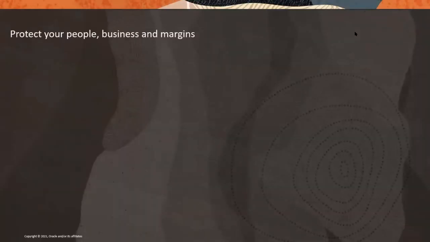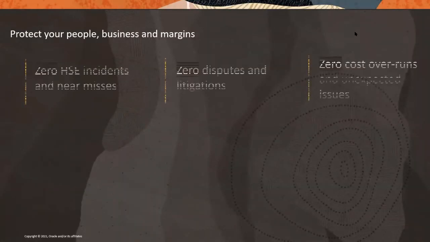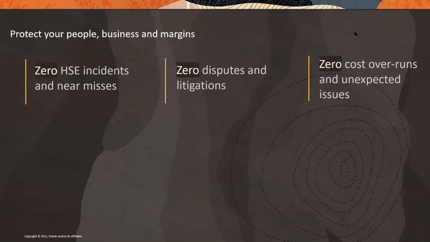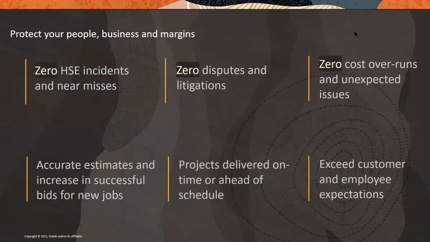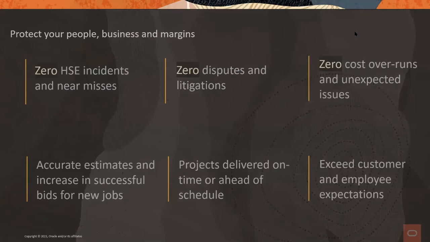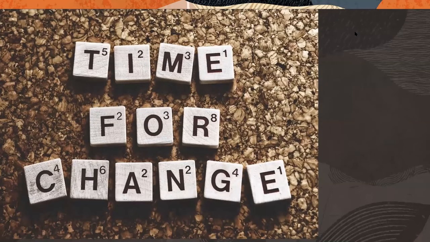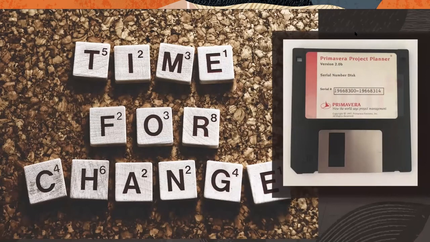But really, this is about three things, right? It's about trying to get to zero on health and safety incidents, disputes and litigation, and cost overruns. But it's also about accurate estimates, creating successful jobs, delivering projects on time, and exceeding expectations. Now, you're probably looking at that and thinking, Dion did a great job of talking about the change. And we get that. This is us from 1997 and the good old floppy disk that most people don't remember.